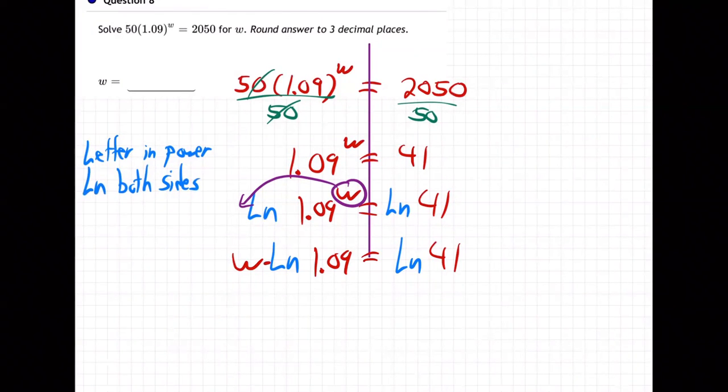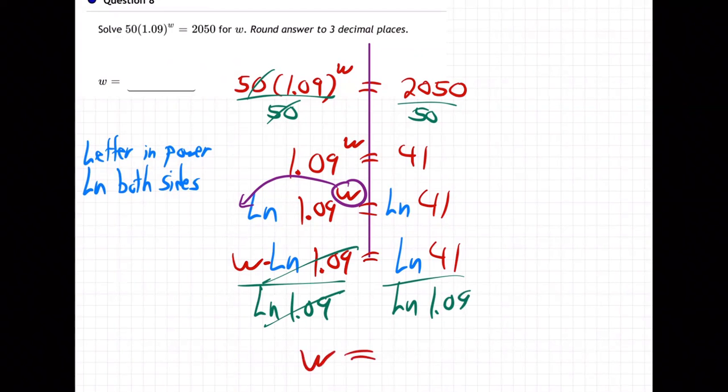So now how do we get the W alone? That's been the goal all along, right? Get the W alone. It's a piece of cake. Just divide by that ln 1.09, because now it's just multiplication. So W equals, let me extend the line. Here we go. So now hit the buttons on your calculator. It wants you to round to 3 decimal places. So I'm going to hit ln of 41 divided by ln 1.09.